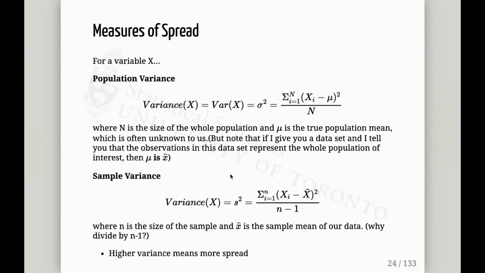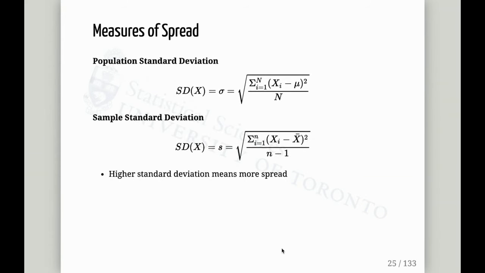All right, so very similar, except for sample variance, you don't have the true mean, so you subtract the sample mean, and you divide by n minus 1. And higher variance means more spread. Similarly, for standard deviation, it's just a square root, so instead of sigma squared, it's sigma, and instead of s squared, it's s. And higher standard deviation means more spread.